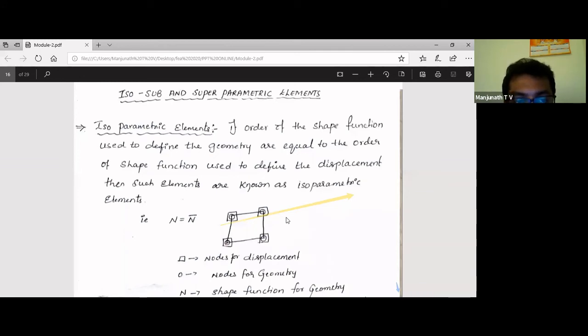Understand why isoparametric elements are required? Can anyone answer, please? So this is why we are going to use isoparametric elements.